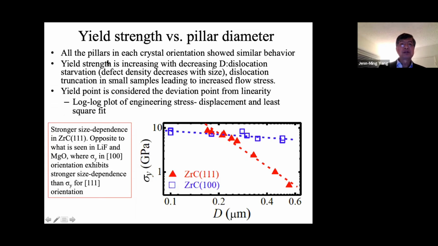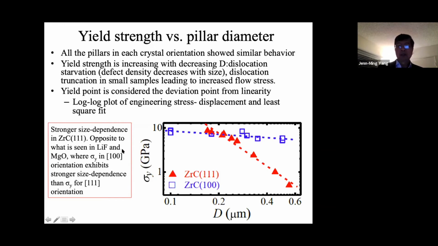Essentially, all the pillars in each crystal orientation showed a similar behavior, in which the yield strength increases with decreasing diameter of the pillars. This is a typical dislocation starvation and dislocation truncation in small-scale samples that lead to increased flow stress.